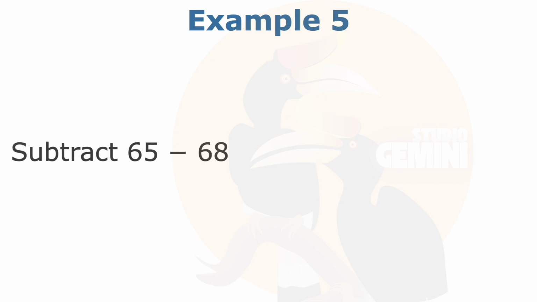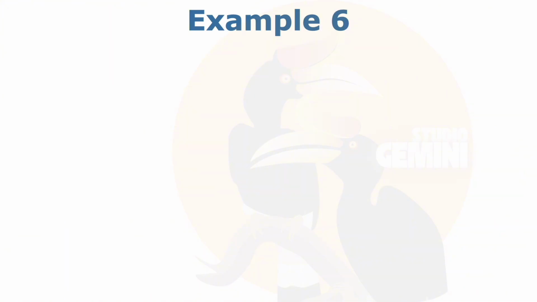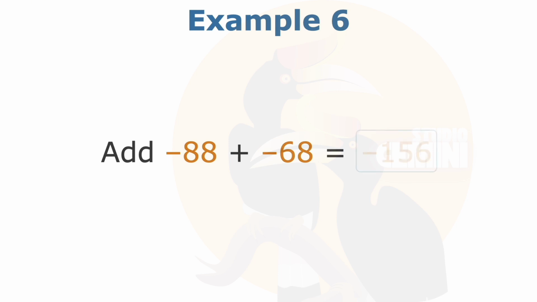First, we have 65 minus 68. Because this is a subtraction problem, we will rewrite it as 65 plus negative 68. Now we have an addition problem where we are adding integers with different signs, so we will find the difference of their absolute values, which is 3. Since negative 68 has the larger magnitude, we know our answer is negative 3. Next, we have negative 88 plus negative 68. Since we are adding integers with the same sign, we will add their absolute values to get 156, but we know our answer is negative since we added two negative numbers, so the sum is negative 156.